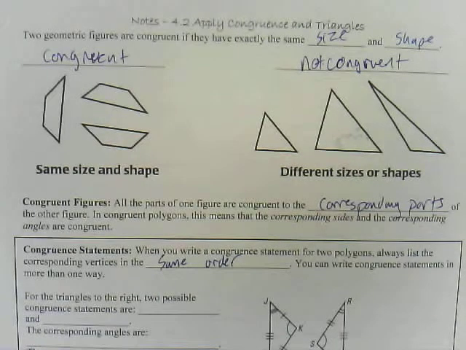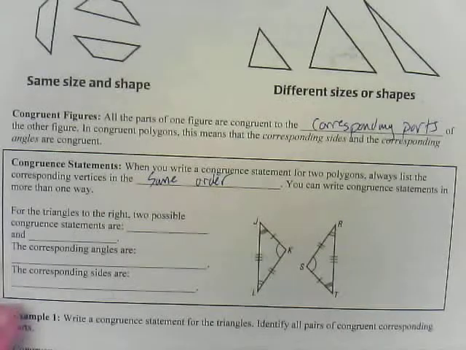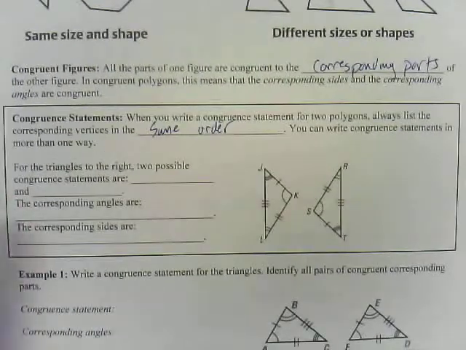So a congruent statement is more than just saying that two shapes are the same. The congruent statement will tell you which pieces are the same as which pieces, as long as you write it correctly. So for example, if we want to say that these two triangles are congruent to each other, well, let's first just figure out which ones correspond to each other.